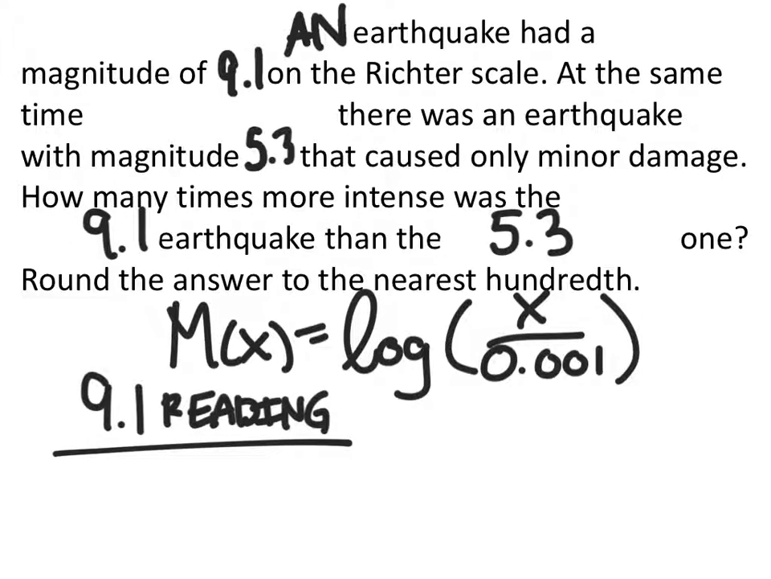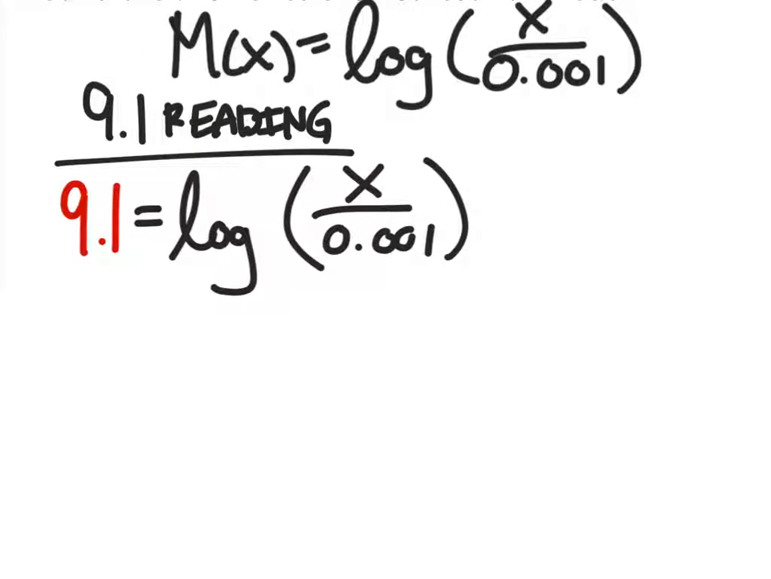So let's look first at the 9.1 reading, and we'll figure out what that was on the seismograph. And again, I'm just going to use this equation to set this up. So this is what I have. I have the common log of x over 0.001, or 1/1000th, and this equals 9.1. But it may be important for us to remember that the base for a common log like this is 10. Because what I'm going to do is change this into an exponential form so that it may be a little bit easier for us to solve.